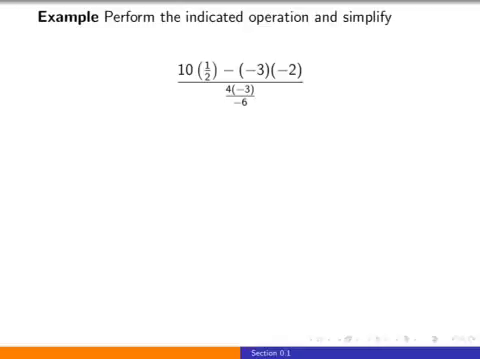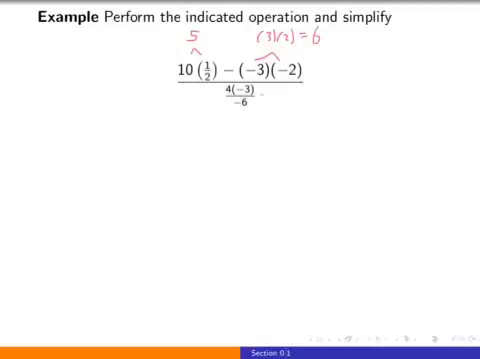So a very similar type of problem. Perform the indicated operations and simplify the expression here. So maybe a bit more going on. So let's just look at this piece by piece. So 10 times 1/2. So 1/2 of 10 is 5. Minus 3 times minus 2. Looking back at our properties of negations, the negative of a negative, the negatives go away, and you end up with just 3 times 2, which is the number 6.